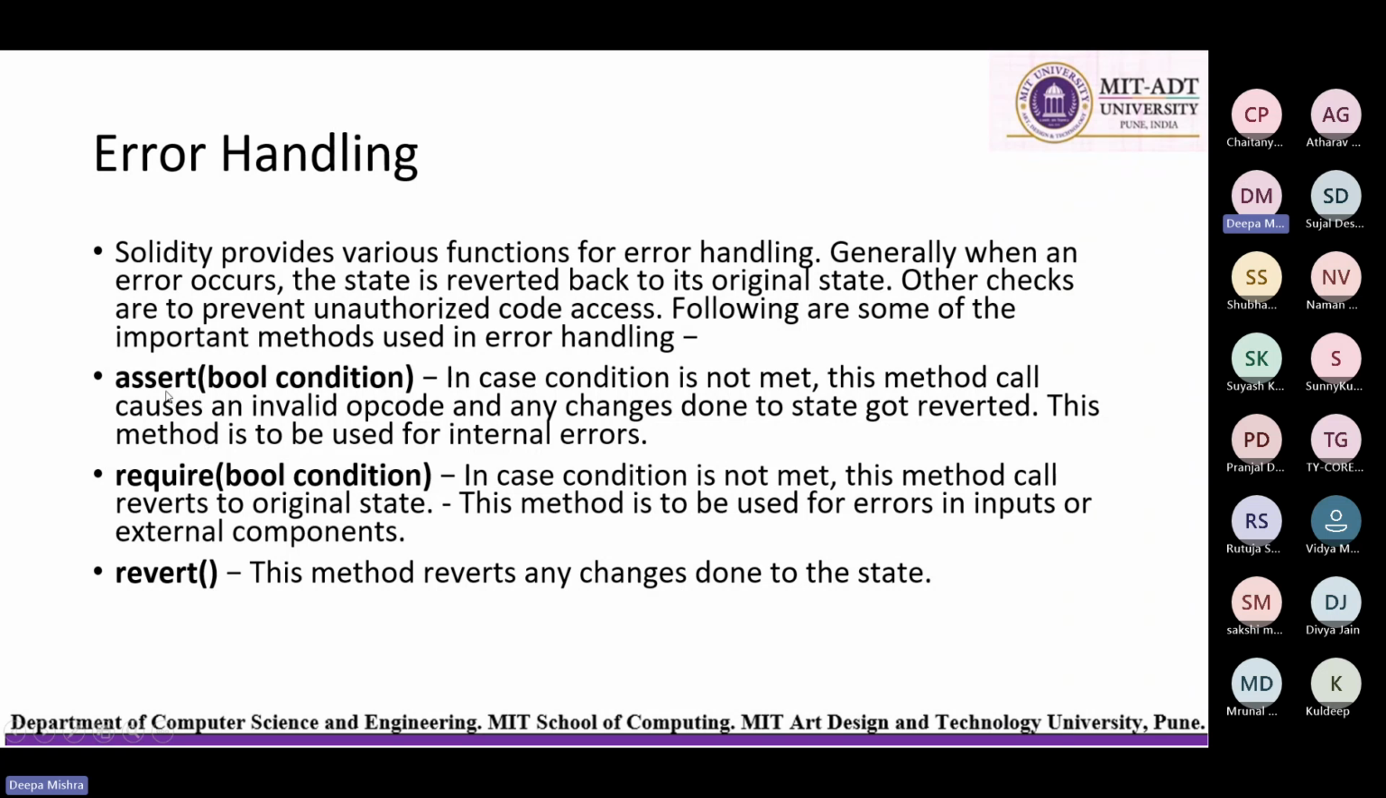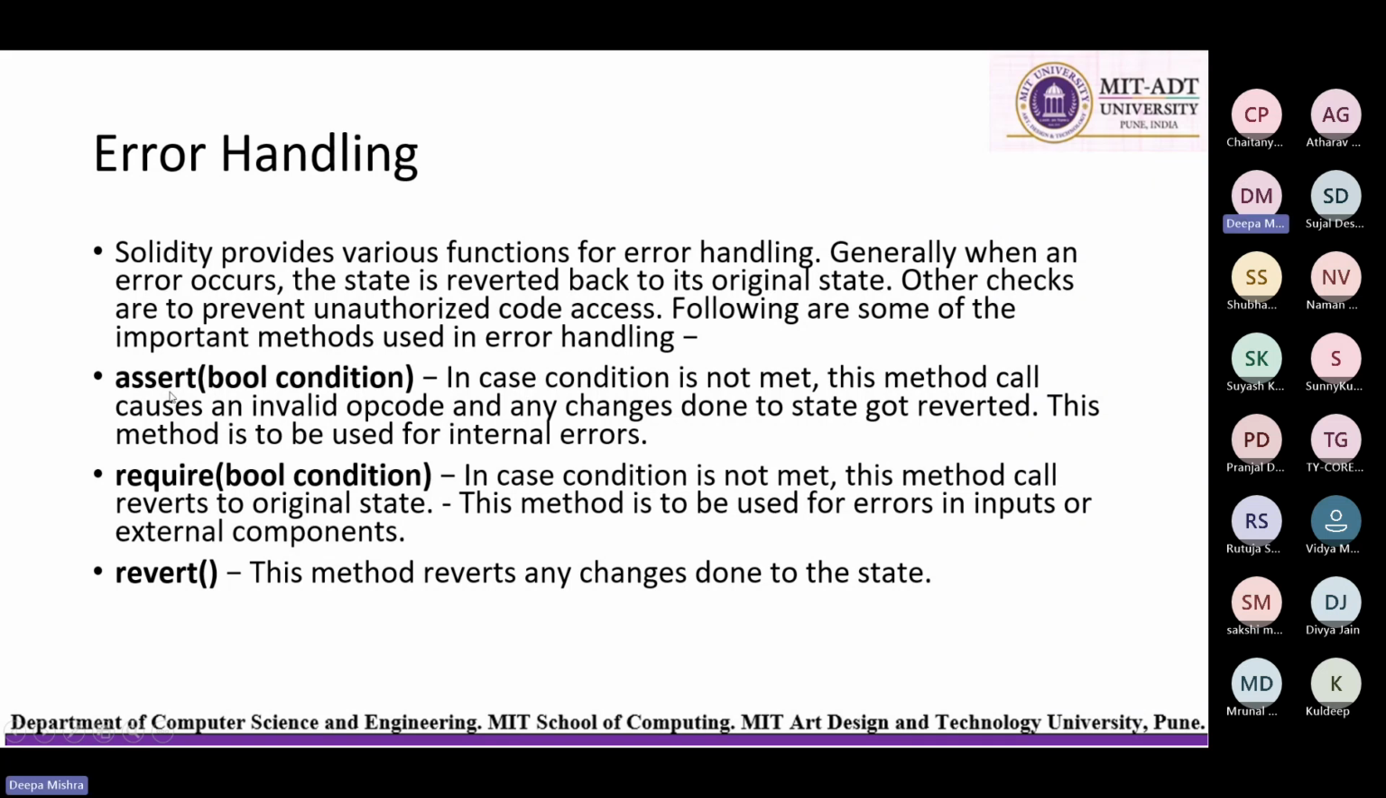The first method is assert, which takes a Boolean condition. In case the condition which you have put inside the round bracket is not satisfied, this method call causes an invalid opcode and any changes done to the state variables get reverted back. So this is mostly used for internal errors.